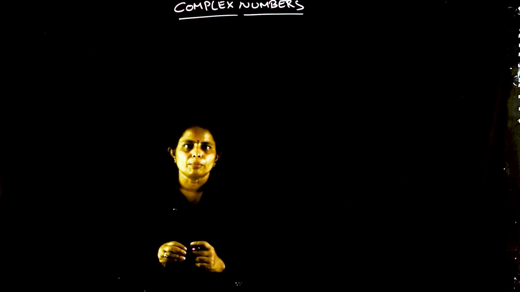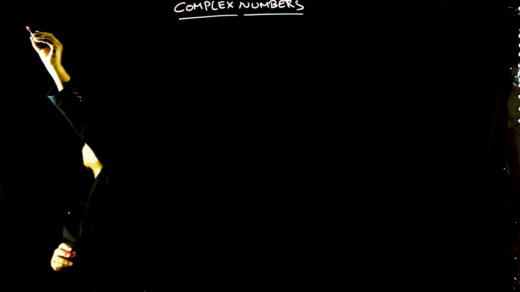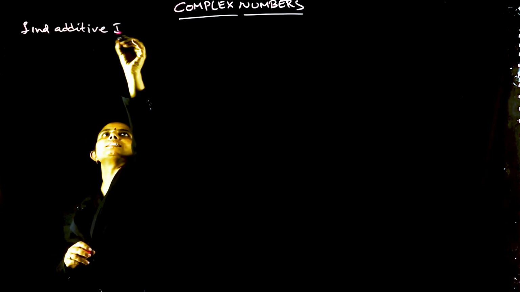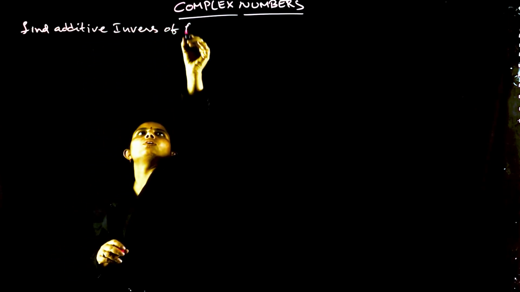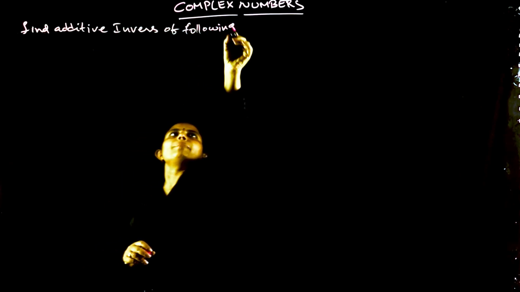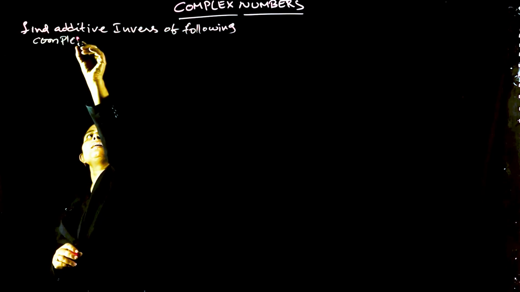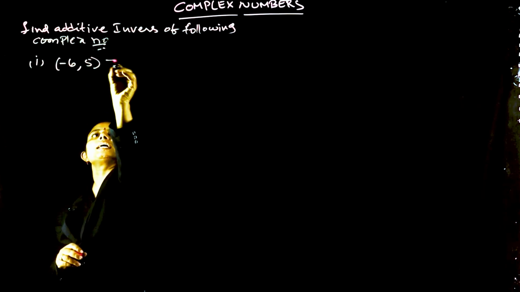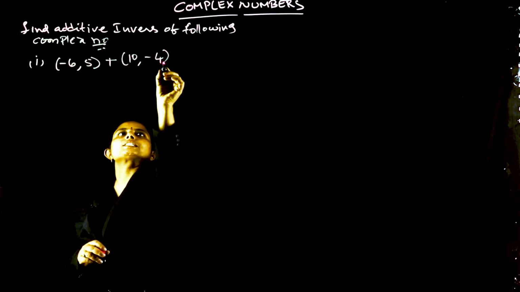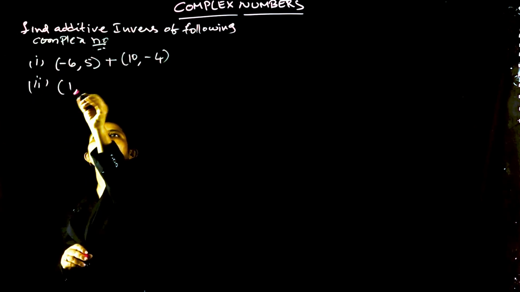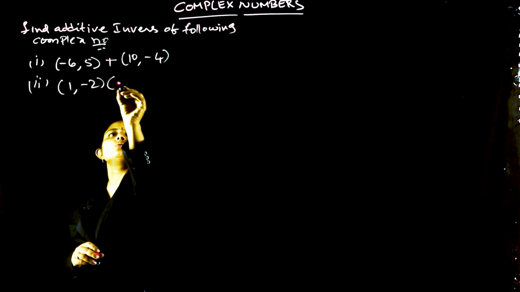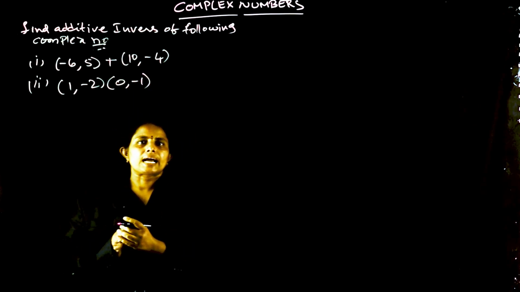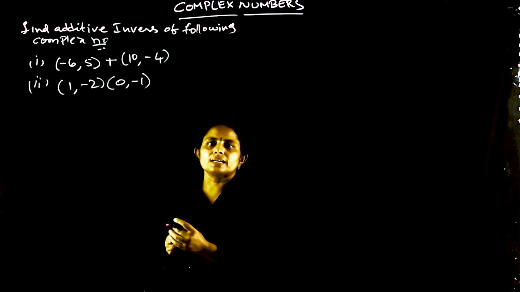Let us do some problems now. Find additive inverse of following complex numbers. So first one is minus 6 comma 5 plus 10 comma minus 4. Second one is 1 comma minus 2 into 0 comma minus 1. So here we are having two problems and we have to find additive inverse of the two problems.